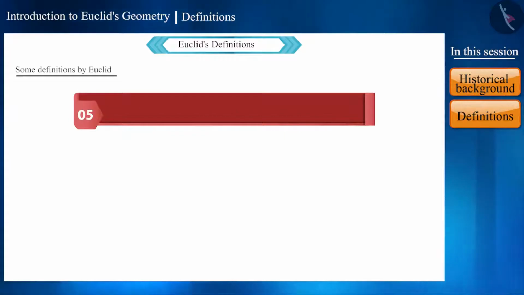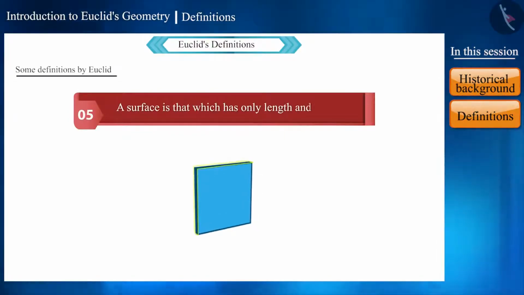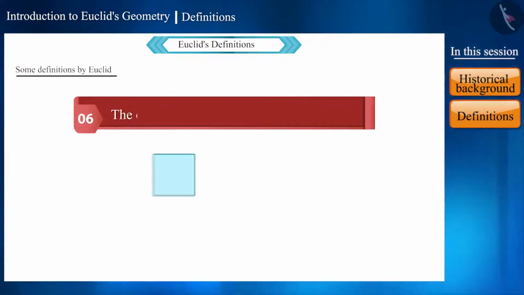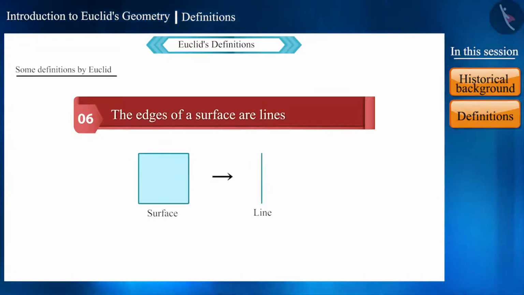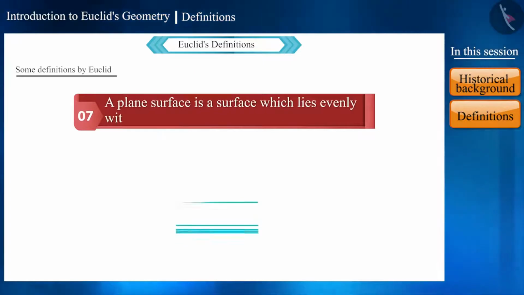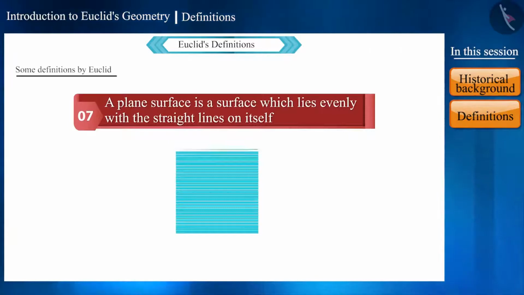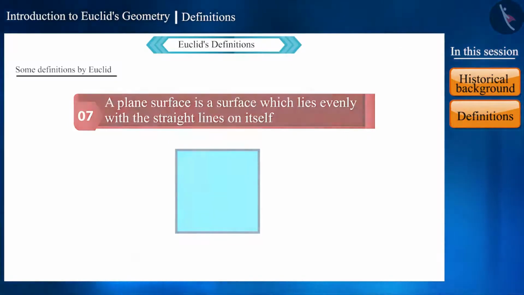The fifth definition is that a surface is that which has only length and breadth. That is, we can say that a surface has no thickness. The sixth definition says that the edges of a surface are lines, that is, boundaries. And the seventh definition says that a plane surface is a surface which lies evenly with the straight lines on itself. That is, we can say that there are many lines on a surface.